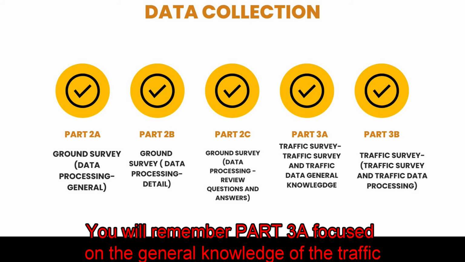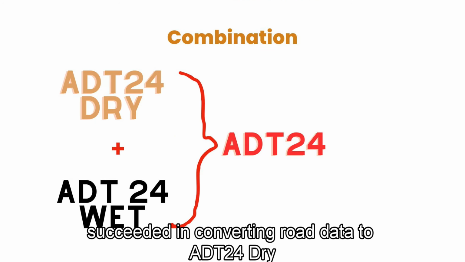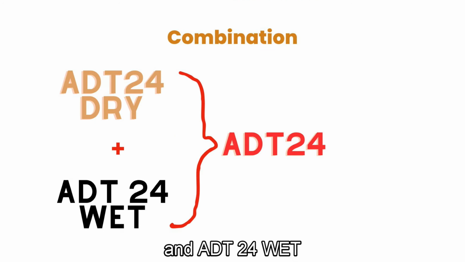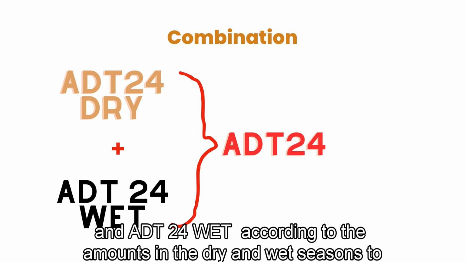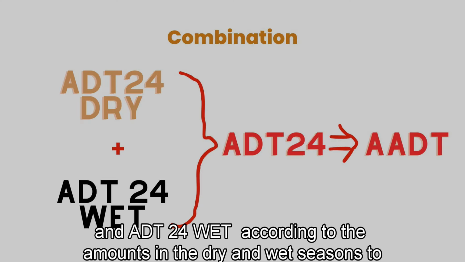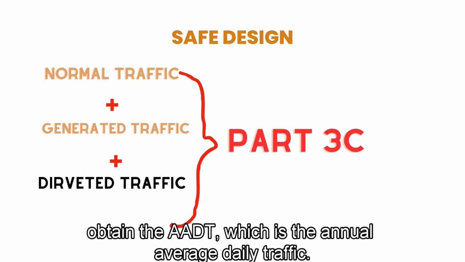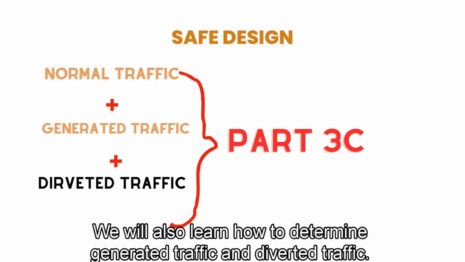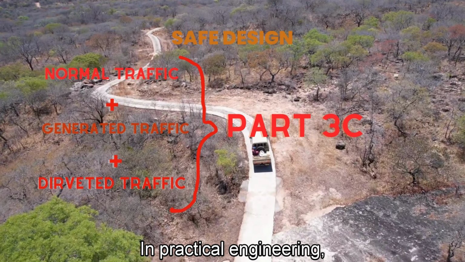You will remember, Part 3A focused on the general knowledge of the traffic survey. Thereafter, Part 3B was dedicated to traffic data processing, where we succeeded in converting raw data to AADT 24 dry and AADT 24 wet. Today we are starting Part 3C, where we will merge the AADT 24 dry and AADT 24 wet according to their months in the dry and wet seasons to obtain the AADT, which is the annual average daily traffic. We will also learn how to determine generated traffic and diverted traffic in practical engineering.